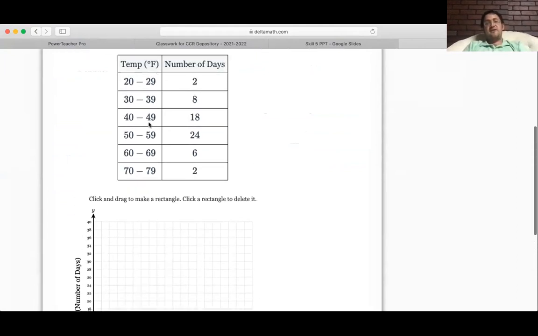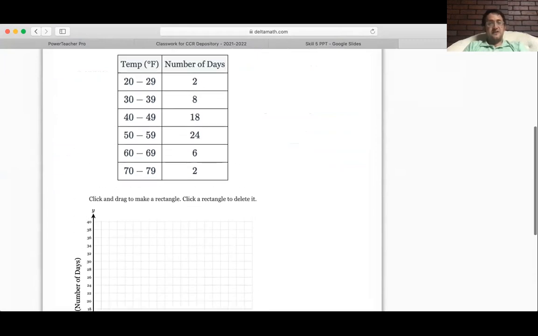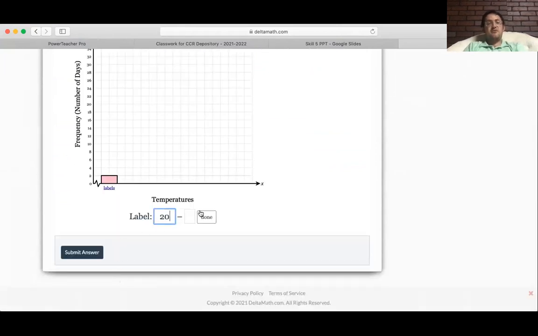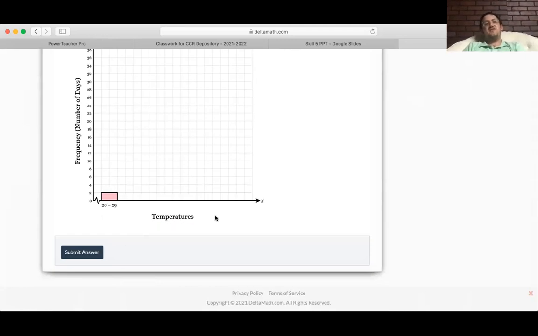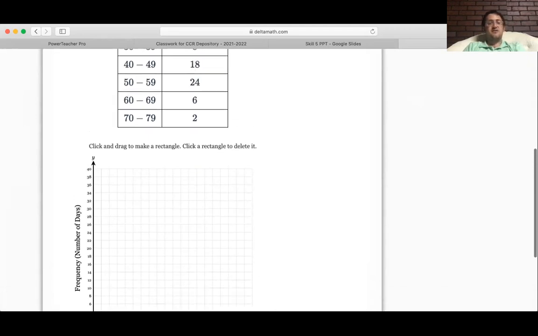One thing we notice is that the temperature starts at 20 to 29, so we're not going to start at 0. It tells us that it's going to be 2 days, so I'm going to go 2 high, and then label that 20 to 29. I'm going to go with a width of 2, because I think I could pretty confidently fit the 6 bars or so.